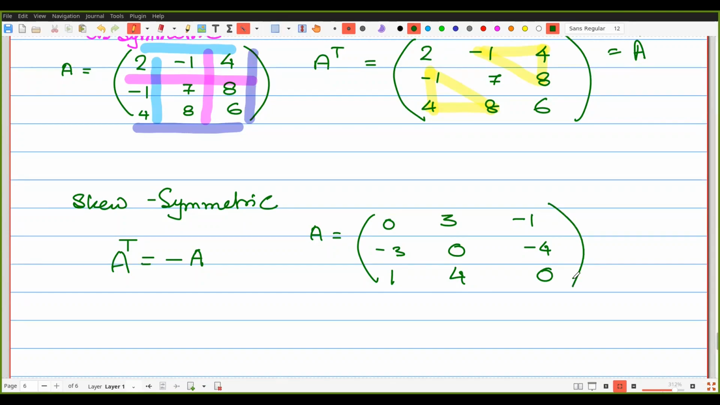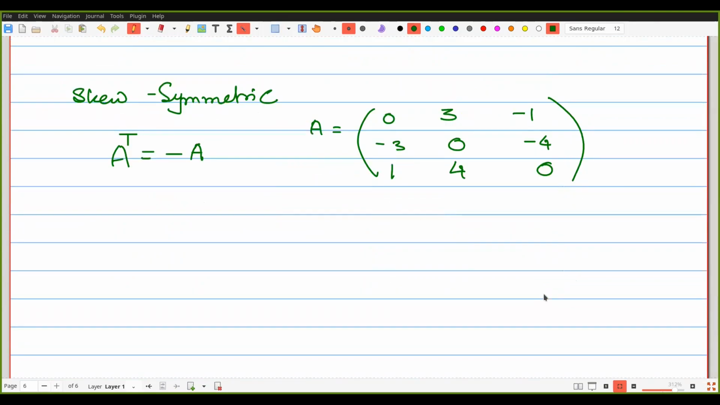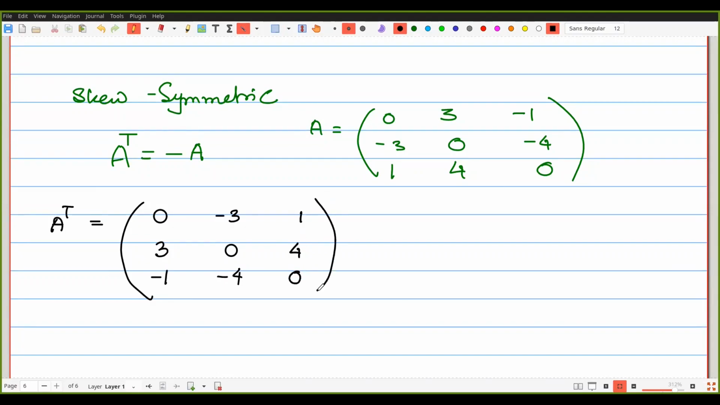Let's check with its transpose at first. So A transpose is equal to, interchange the row and column. So 0, 3, minus 1 was the first row. I am writing it 0, 3, minus 1. First row is now first column. Second row, minus 3, 0, minus 4 is now second column. 1, 4, 0 is now third column.